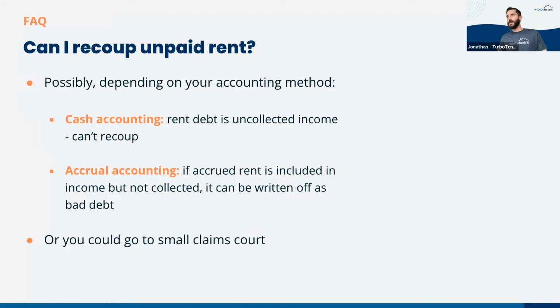If you use the cash accounting method, rent debt would be considered uncollected income, so it would not be recorded as income or be deducted as an expense. On the other hand, accrual accounting means that the landlord recognizes the rental income at the start of each month. So if accrued rent is included in income but not collected, then landlords are able to write it off as a bad debt. Sole proprietors, if that's how you set up your rental business, can do this using a Schedule C form when you file your taxes.